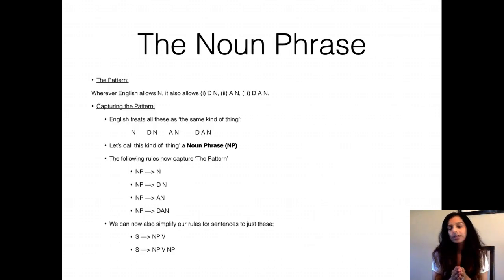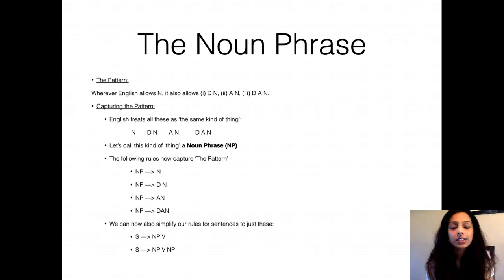What we are going to do is collapse the noun, the determiner noun, the adjective noun, the determiner adjective noun, and call this the noun phrase. Okay, the noun phrase, and we are going to abbreviate this as the NP. So we've been talking about nouns as N, but now we are going to be talking about the constituency of the noun, which is the noun phrase or the NP.